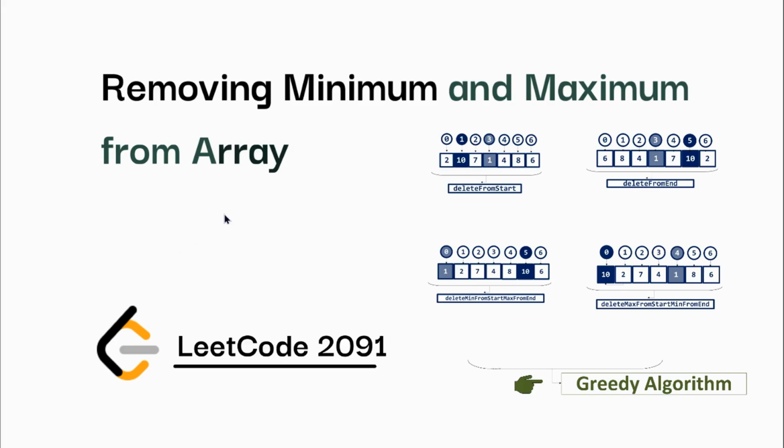Today we'll discuss removing minimum and maximum from an array. We have to find the minimum and maximum element from the array. We will access their positions and calculate the minimal number of deletions required. Let's understand how we can count the minimal number of deletions.